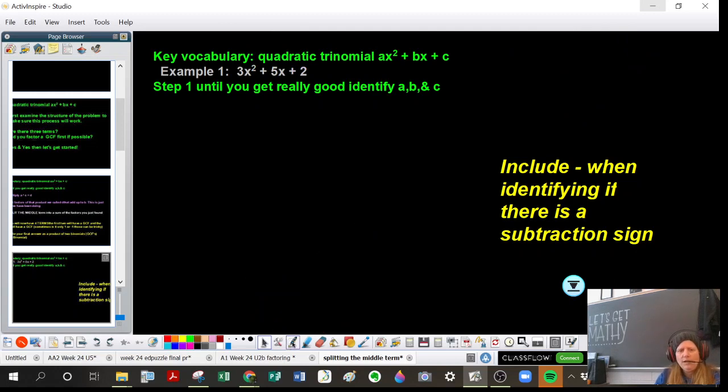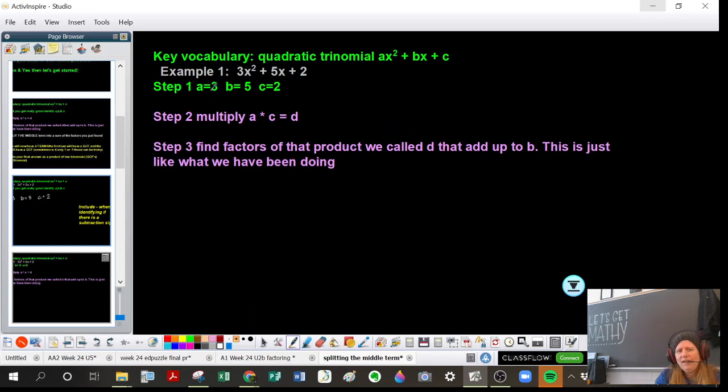All right, so we are going to start off by identifying A, B, and C. So that's where our key vocabulary comes into play. This is standard form of a trinomial or a quadratic trinomial. A equals 3, B equals 5, C equals 2. Include a negative if there was a subtraction sign. So for example, if this was a minus 2 at the end, you would include that as a negative 2. So we have identified A is 3, B is 5, C is 2.